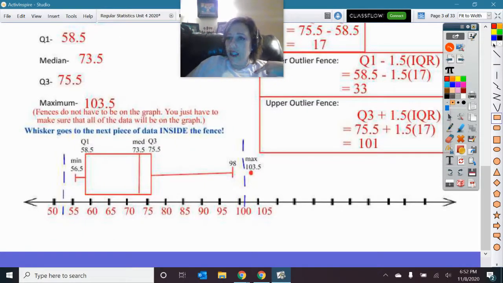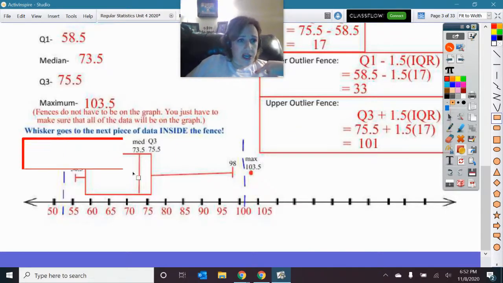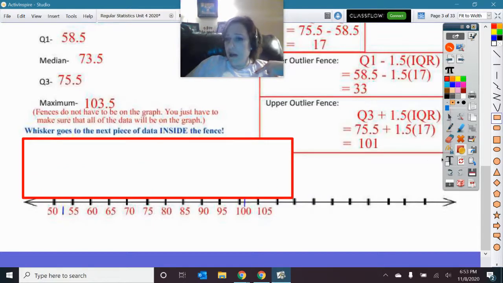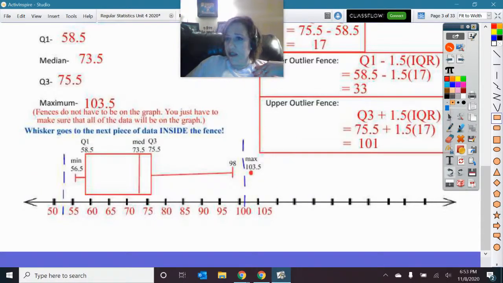Now, let's take a look at the next part. So that's our scale. Remember what we got: scale, box, fences, whiskers. That's how you make a box plot.